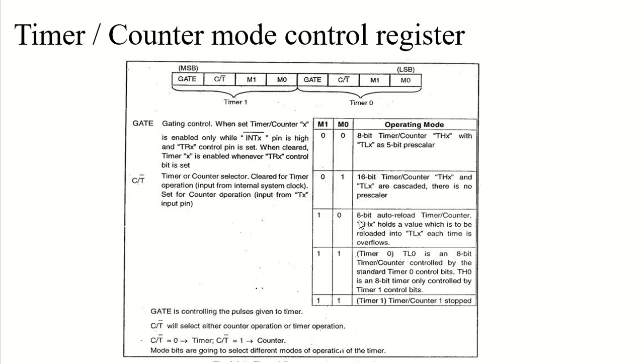When M1 is 1 and M0 is 0, we have an 8-bit auto reload timer counter. THX holds a value which is reloaded into TLX each time it overflows. And when M1 and M0 are both 1, for timer 0, TL0 is an 8-bit timer counter controlled by the standard timer 0 control bits, and TH0 is an 8-bit timer only, controlled by the timer 1 control bits. But for timer 1, the timer or counter is stopped at M1 equal to 1 and M0 equal to 1.